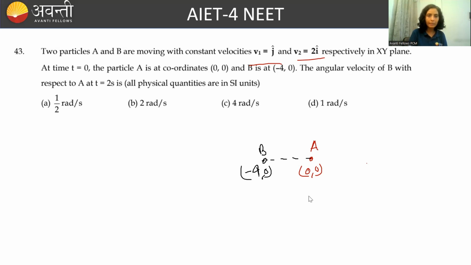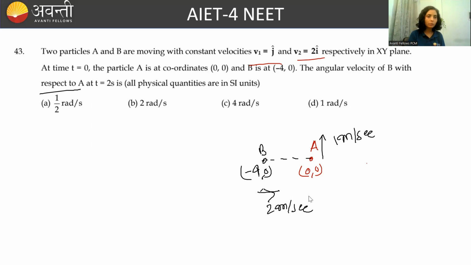Both like A की velocity क्या है? A, this is B. A velocity is in this direction, right? In this direction. How much? 1 meter per second. And B has a velocity in this direction. How much? 2 meter per second. This is the case, right? Now, angular velocity of B with respect to A at t equal to 2 seconds.